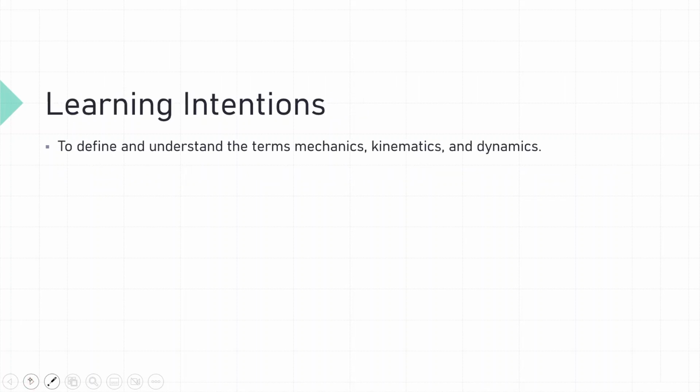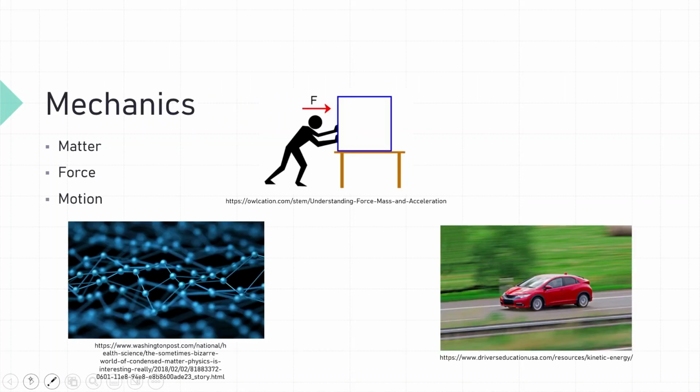Our main intention is to define and understand three key terms that describe massive branches of physics. They are mechanics, kinematics, and dynamics. First off, mechanics. In this, we're looking, generally speaking, at motion, things that are moving. That's what mechanics defines. And to have motion and movement, generally speaking, you need matter, something that can actually move. You need a force, something that can act on an object to make movement, and then the movement itself.